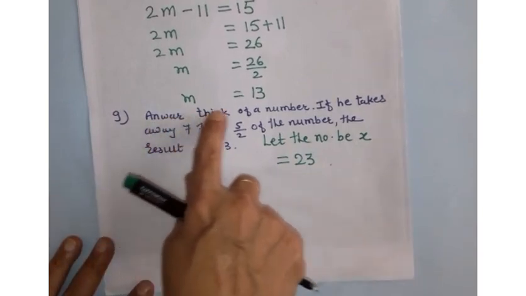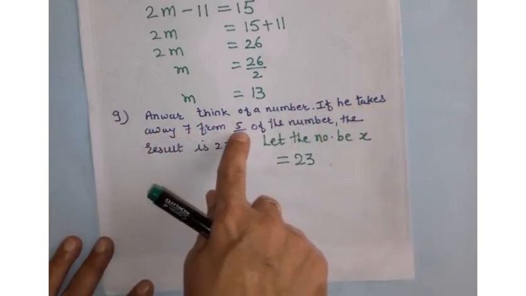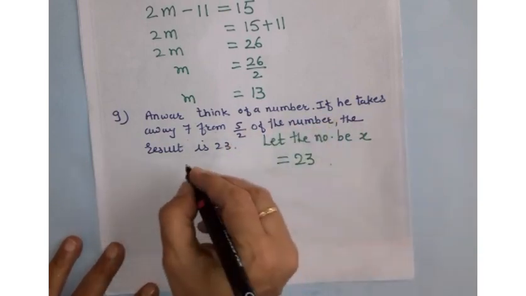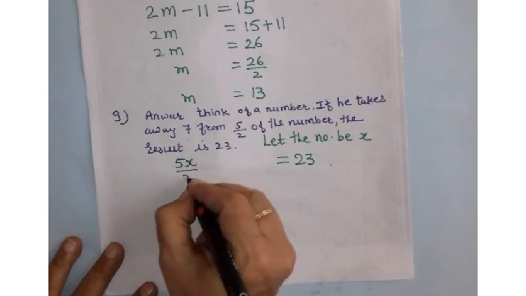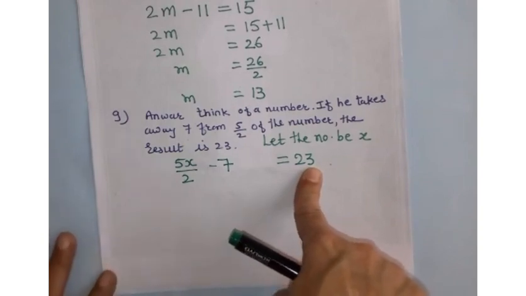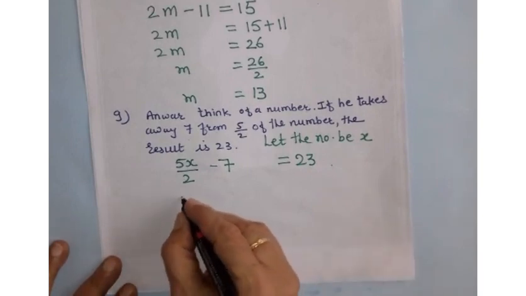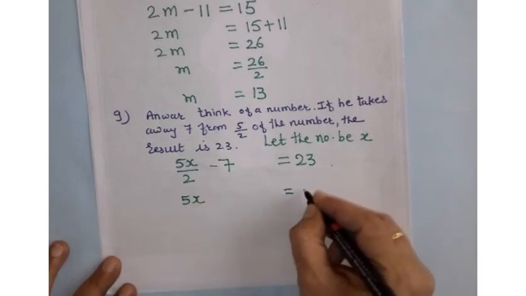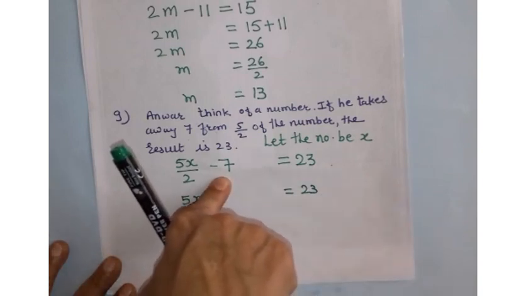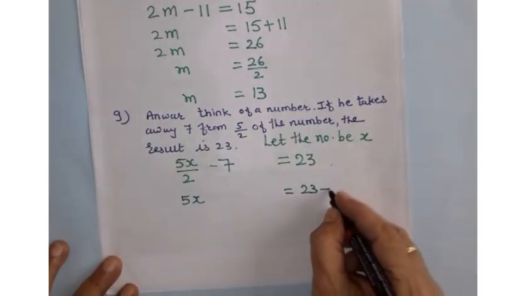Now Anwar thinks of a number, and if he takes away 7 from 5 upon 2 of the number. Clear? So now what we will write? 5x upon 2 minus 7 is equal to 23. Clear children? Understood? Now let us solve the sum. 5x upon 2 is equal to 23. Now 7 is over here in a subtraction form. So here, is it to be added or subtracted? Correct. It is to be added.